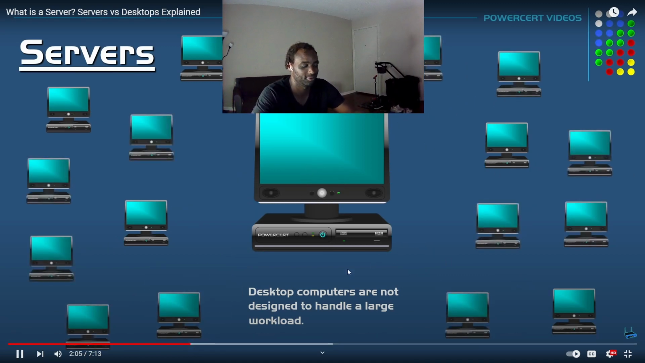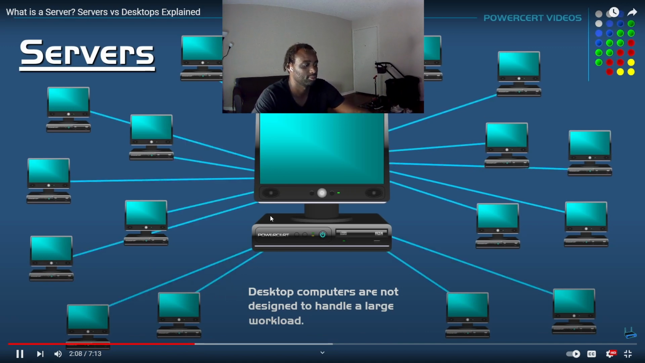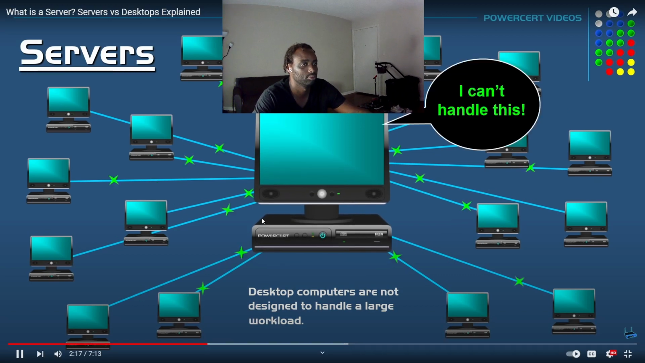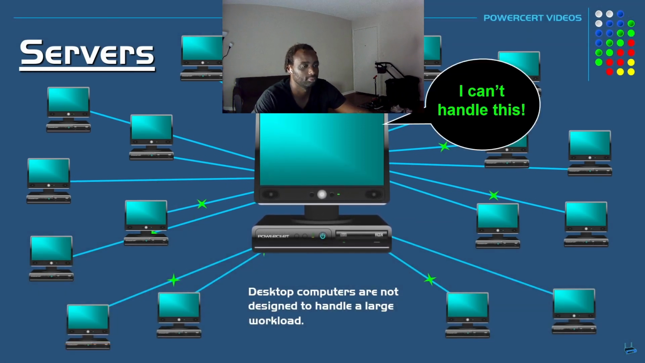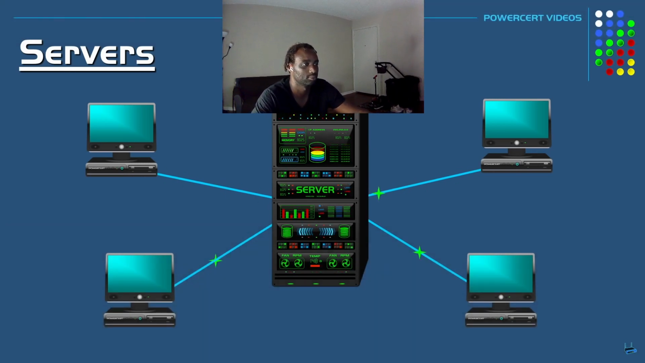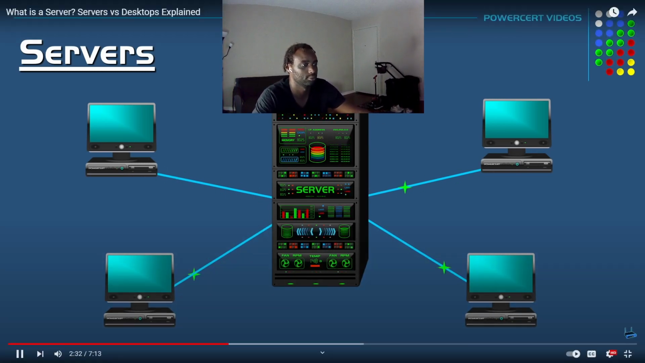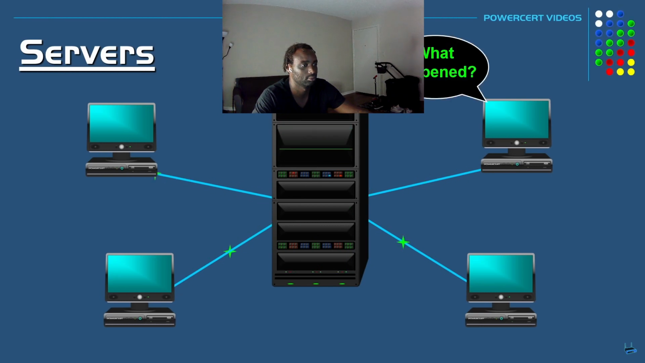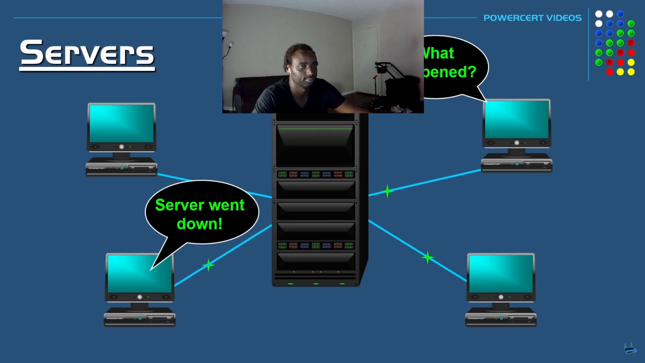Designed to handle a large workload, and they can't handle a lot of incoming connections from users. And this is not only because of their inferior hardware, but it's also because of software, because desktop operating systems are only able to handle a limited amount of concurrent connections. Now, servers need to be up and running 24/7 because they are vital to an organization. And if a server does go down, then that could jeopardize a business or an organization. So this is why servers need to be more reliable. They need to be built with robust hardware that's able to run non-stop with little to no downtime.